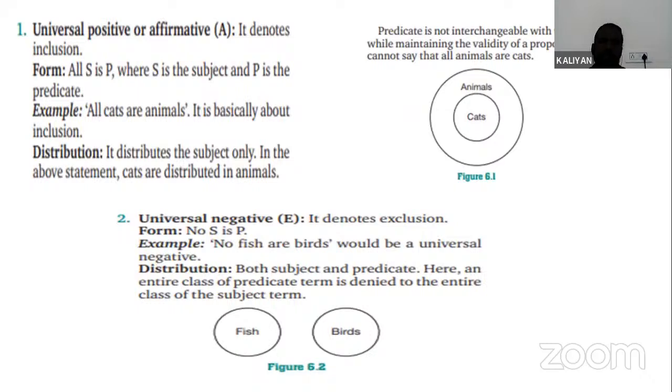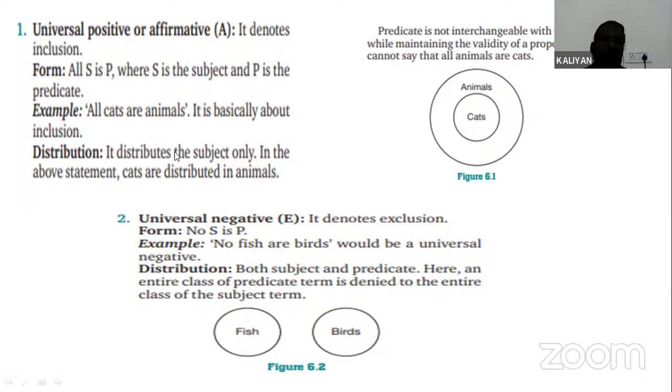So there are different types of categorical proposition. We can look at them one by one. First is the universal positive, or affirmative, denoted A. It denotes inclusion. So universal positive, or affirmative, means including everything. The form is "All S is P", where S is the subject, "is" is the copula, and P is the predicate. Here "all" is the quantifier. Example: all cats are animals. It is basically about inclusion.